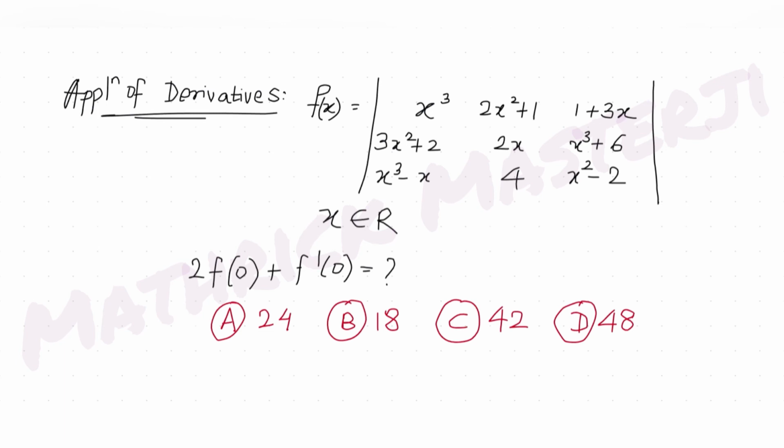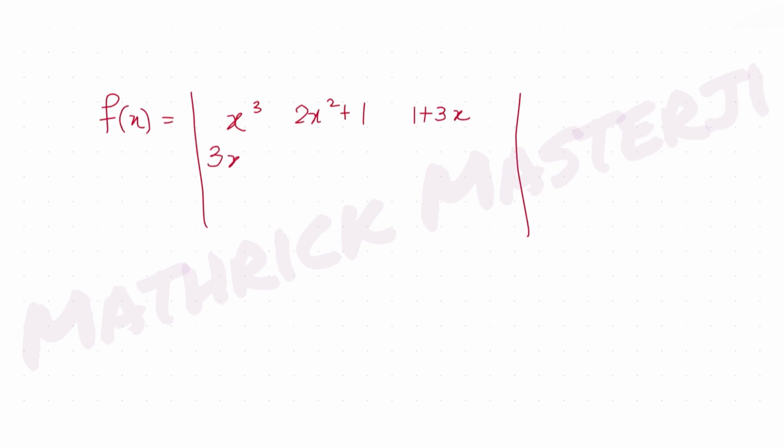If I write the determinant once again, I have f of x given as the determinant of x cube, 2x square plus 1, 1 plus 3x; 3x square plus 2, 2x, x cube plus 6; and x cube minus x, 4, and the last one is x square minus 2. So this is x cube minus x only.